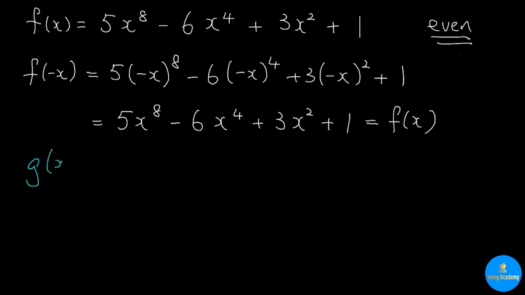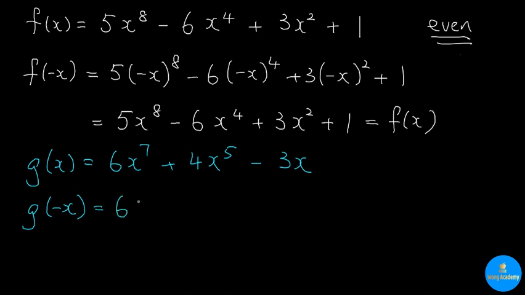g(x) is equal to 6x to the power 7 plus 4x to the power 5 minus 3x. This polynomial is an odd function. How do I know? Let's check the definition of an odd function. g of negative x is given by 6 times negative x to the power 7 plus 4 times negative x to the power 5 minus 3 times negative x.